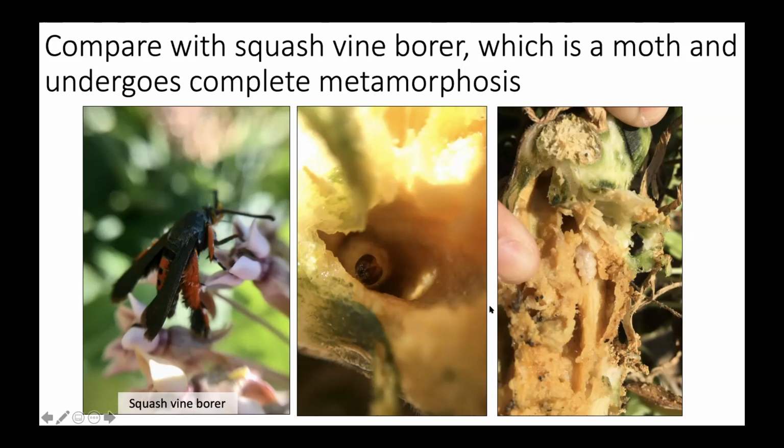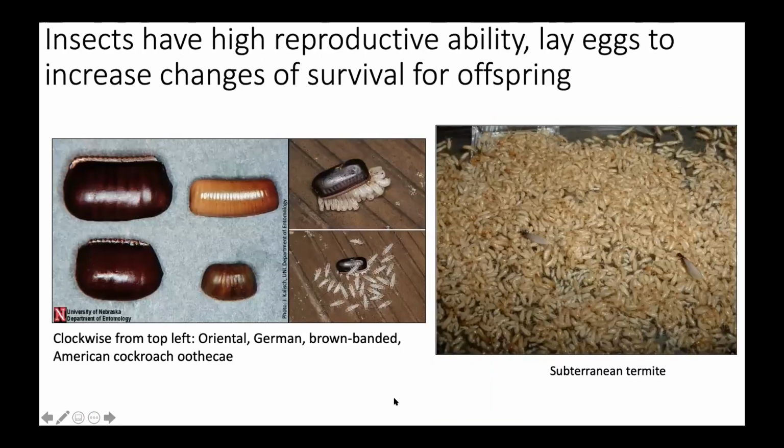So in terms of reproductive ability, insects are able to reproduce and have a lot of offspring. This picture here on the right shows subterranean termites, a type of social insect, where one queen is laying all of the eggs. In some cases of ants, like carpenter ants, they've got one queen who does all the egg laying, but then there are different castes that take care of them.